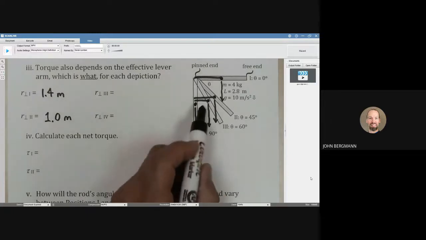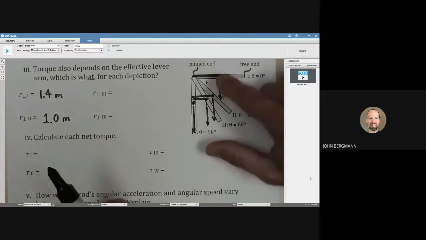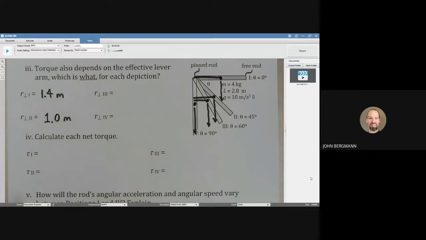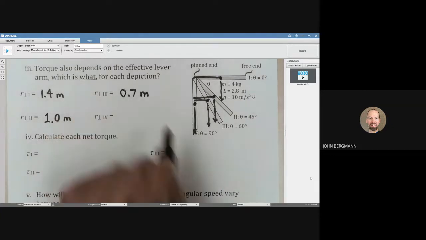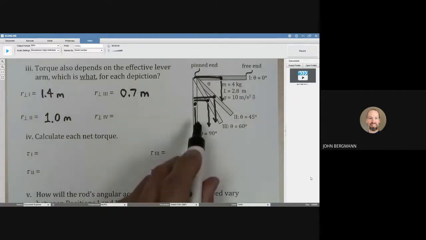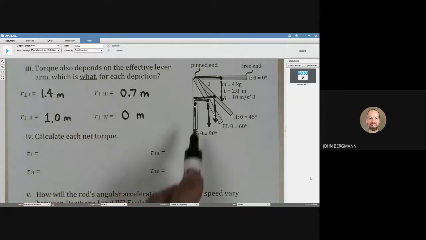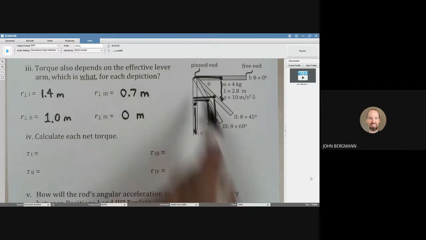What about for position 3? The length between the pin and the center of mass, that length is 1.4. If this is a 60-degree angle, then I think it nicely turns out to be 1.4 cut in half, 0.7. All right, you check and make sure that we're good there, but I'm pretty sure we are. The lever arm for position 4 is 0. There's no perpendicular distance between that line of action of the force and the pin.